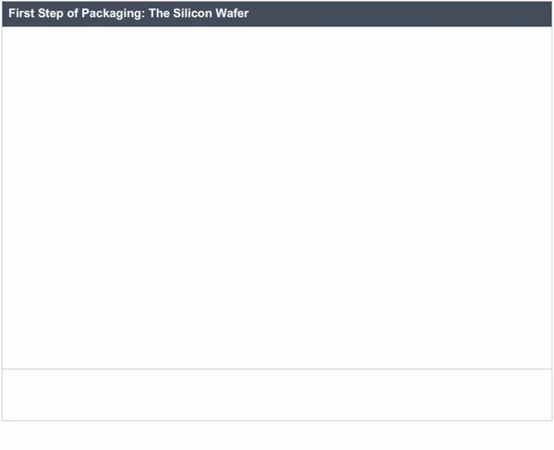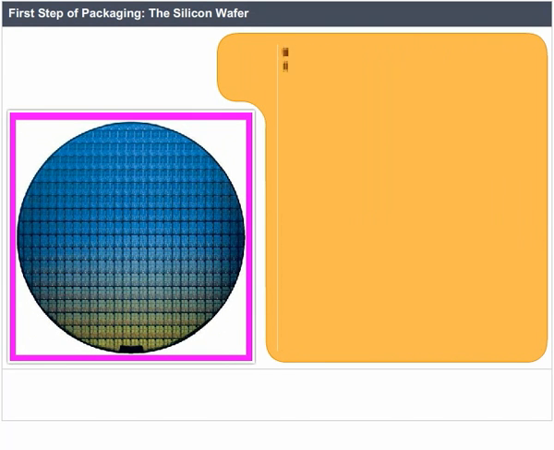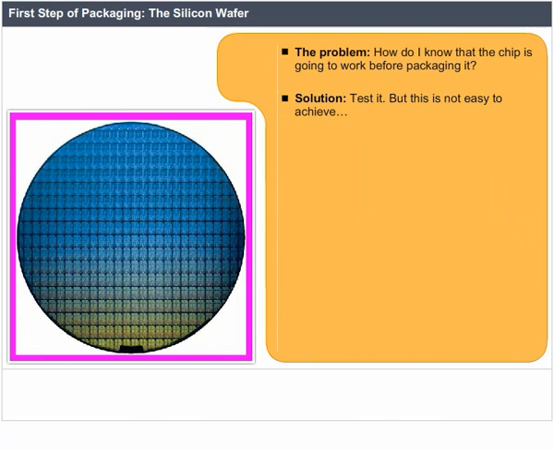First step of packaging, the silicon wafer. The problem: how do I know that the chip is going to work before packaging it? Solution: test it, but this is not easy to achieve.